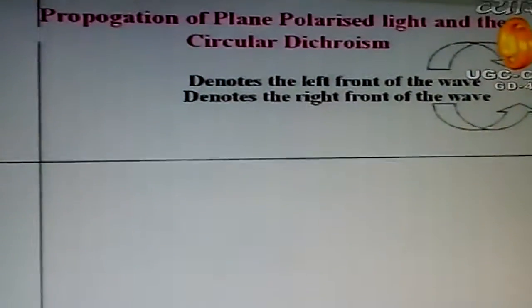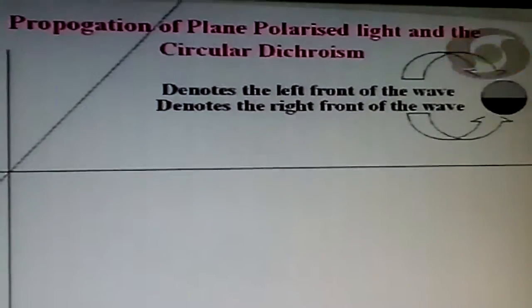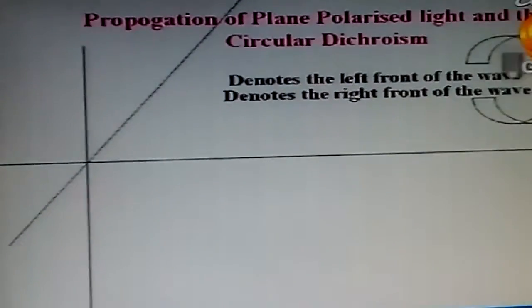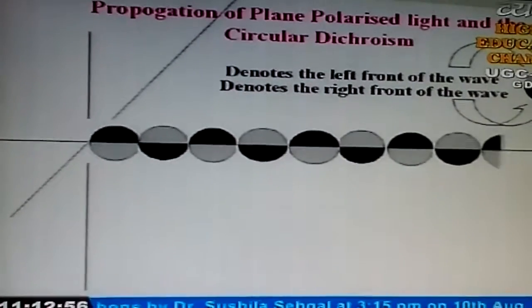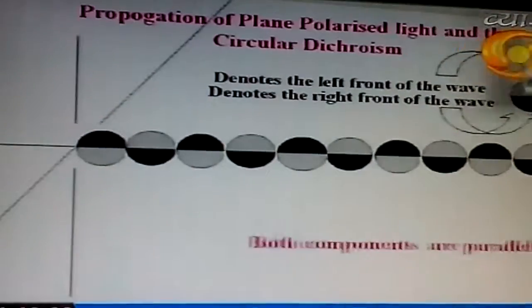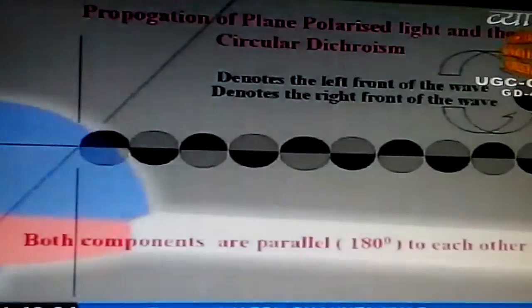The propagation of plane polarized light. The two planes are shown in different shades, one little gray and another dark, that is black. The propagation of the two fronts is at right angles to each other. They are propagating, one arm moving, another arm also moving. So both coordinates are at right angles to each other.